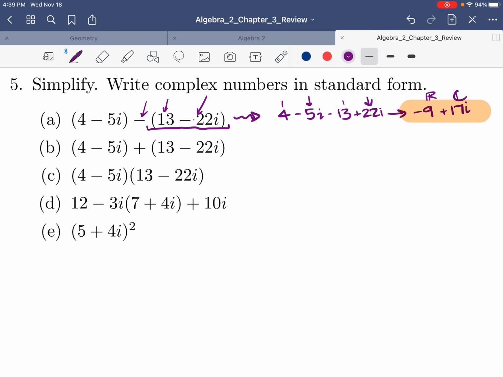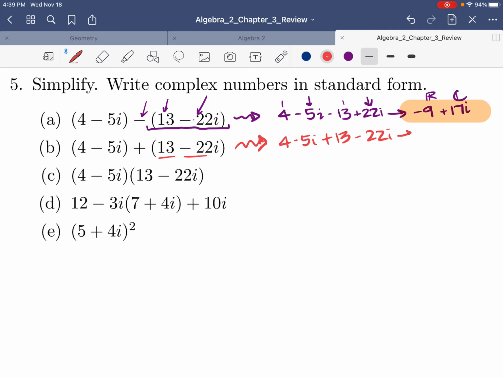Moving on, question B. When you're adding binomials or when you're adding complex numbers, you don't have to do anything. You don't have to take the opposite of it. So it's just 4 minus 5i. And then we write down what we see. So positive 13 and negative 22i. So plus 13 minus 22i.